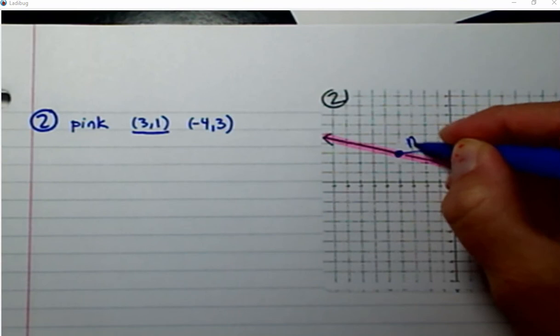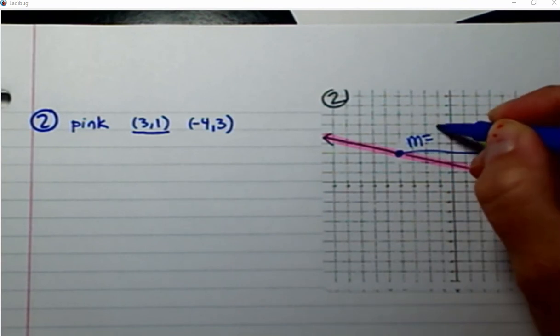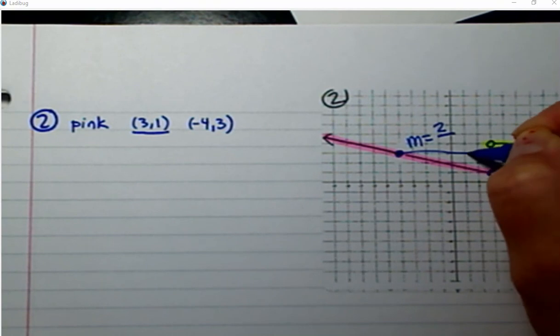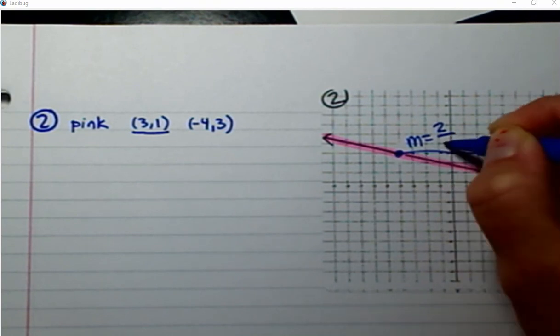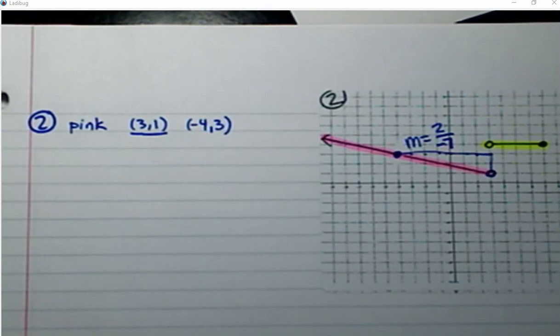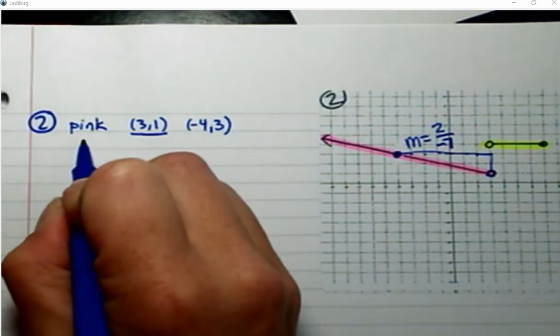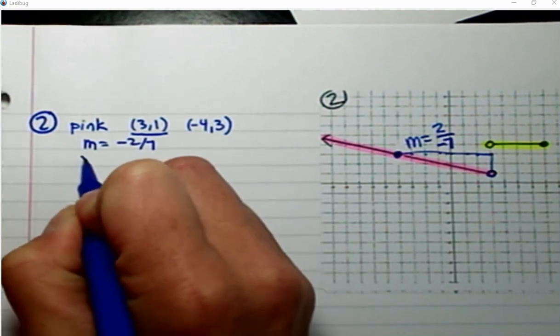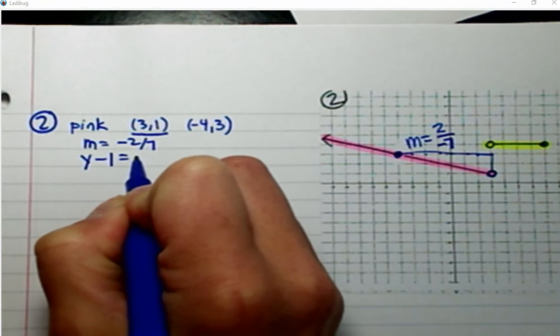Okay, rise is 2. Run is -7. So my slope is -2/7.